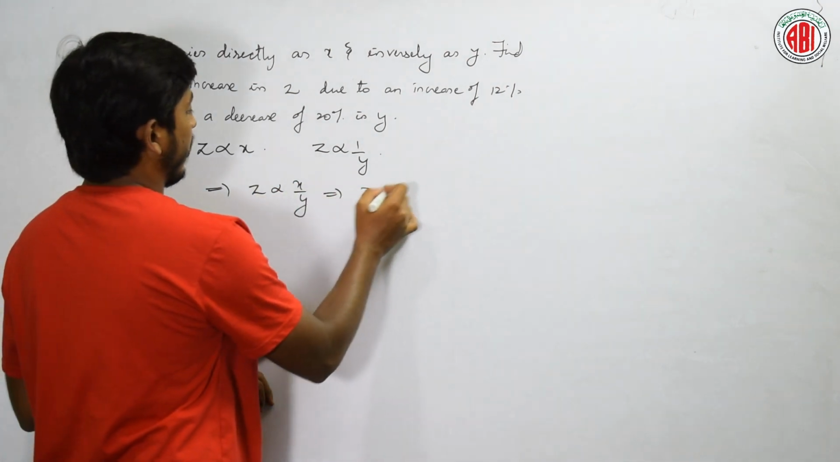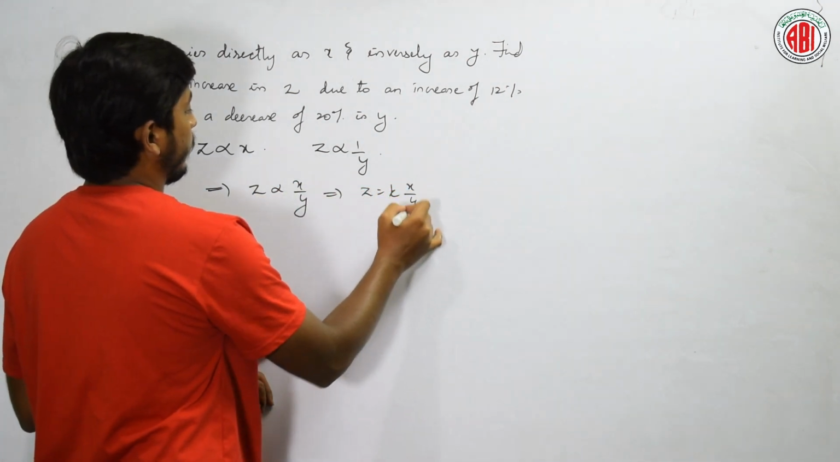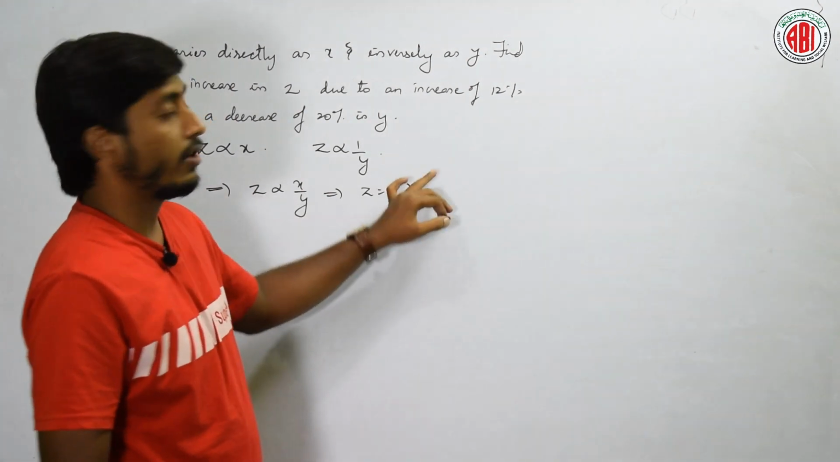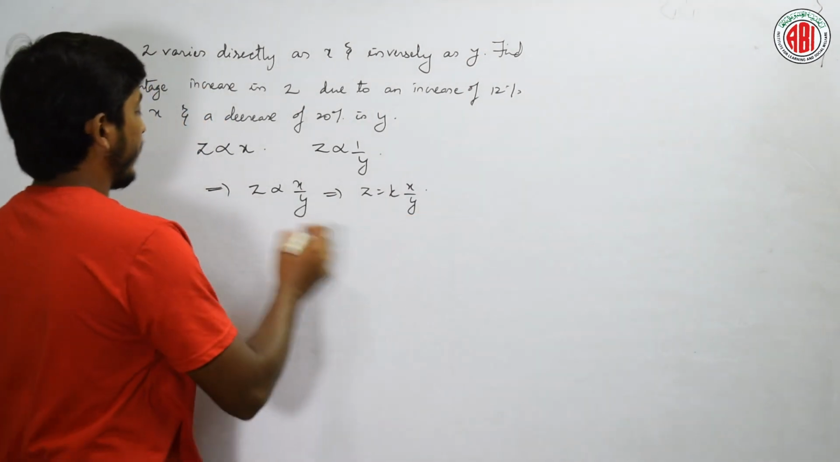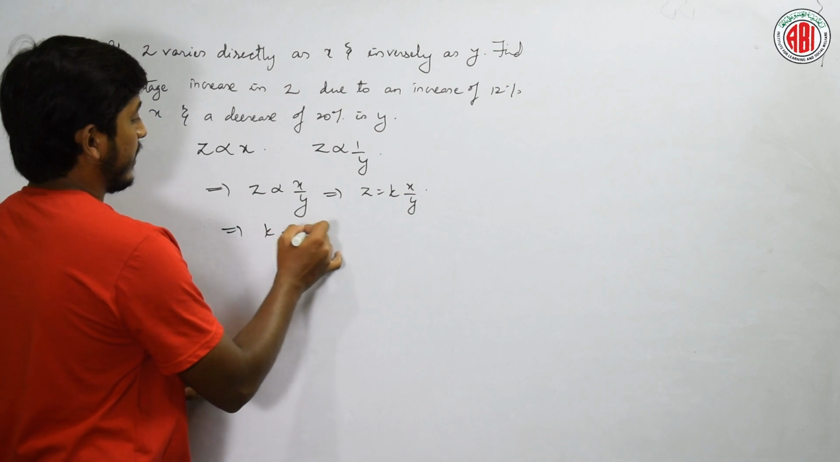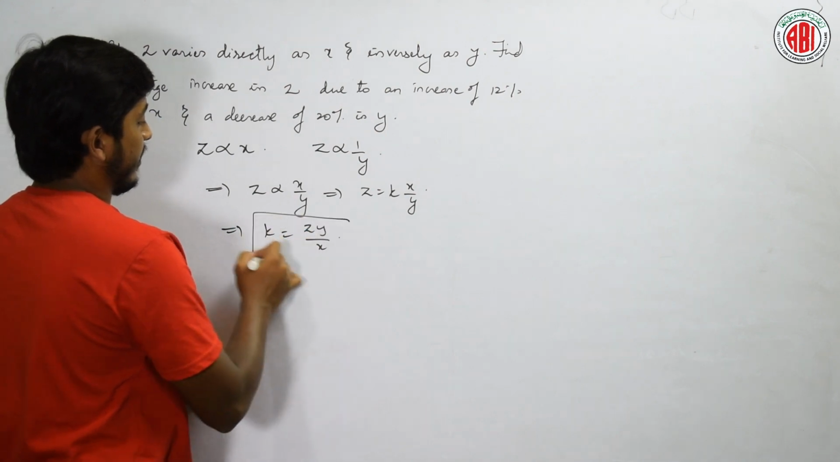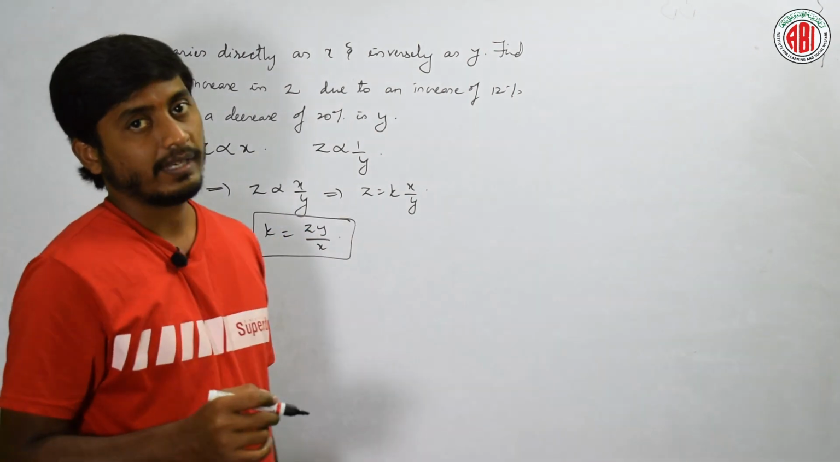Remove this proportionality, you will get the value of k. Z equal to k into x by y. From this I can write k as zy by x. This is my constant. Clear?